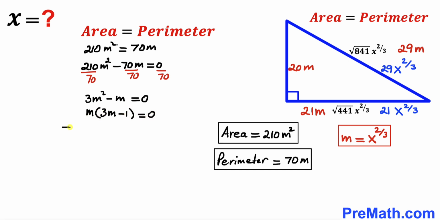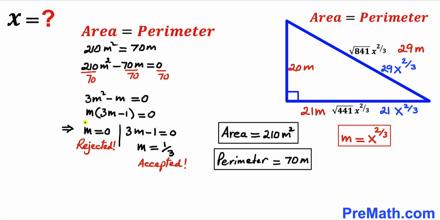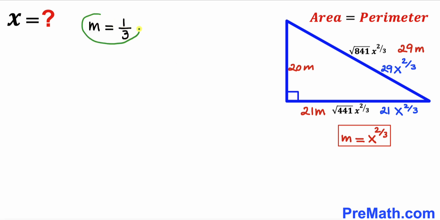Let's separate this. We are going to get either m equal to 0 or 3m minus 1 equal to 0. This could be written as m equals 1 divided by 3. So we got two values, m equal to 0 and m equals 1 divided by 3. Now m cannot be equal to 0, so we reject m equal to 0 and accept m equals 1/3.